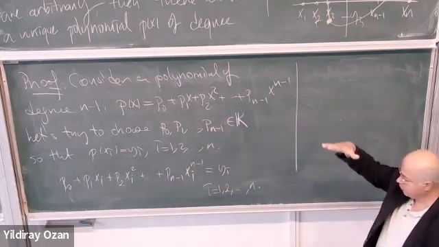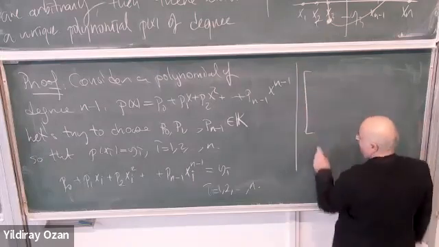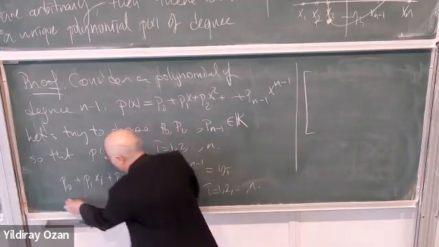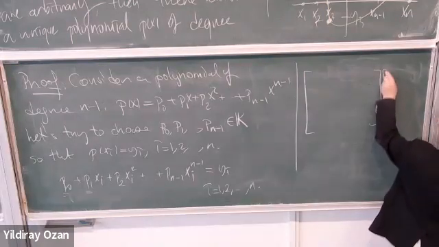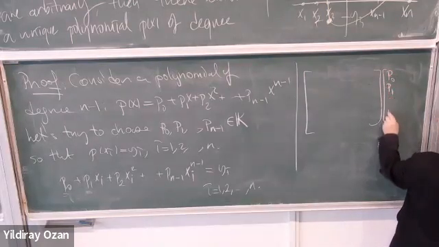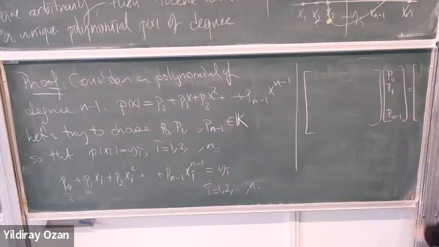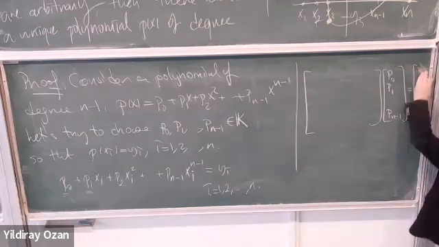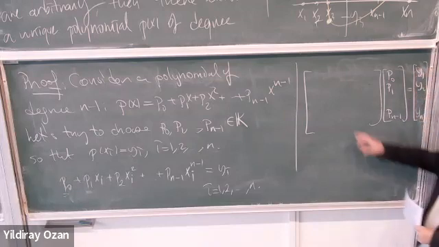If you write all these equations in a matrix form, this is what we are going to get. The Pi's are the unknowns, so that's my unknown column, P0, P1, up to Pn-1. That's equal to this column, which is just y1, y2, up to yn. And what is the coefficient matrix?